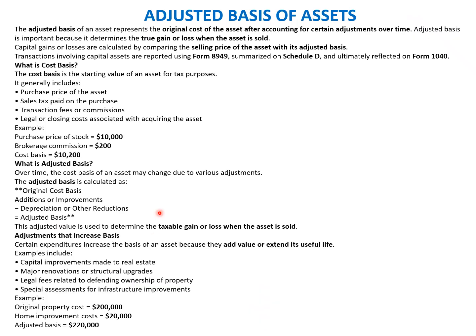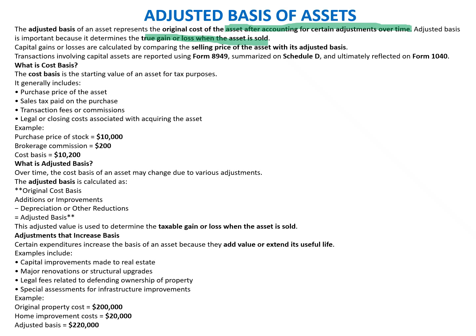Okay, now we're going to talk about a very crucial step for the capital gain, which is the adjusted basis of the asset. The adjusted basis of an asset represents the original cost of the asset after accounting for certain adjustments over time. This is very important because in the US there is no concept of indexation, and hence the only benefit available is the adjustments that can be done. Adjusted basis is important because it determines the true gain or loss when the asset is sold. Transactions involving capital assets are reported in Form 8949 through Schedule D. So we'll quickly understand the concept of the adjusted basis here.